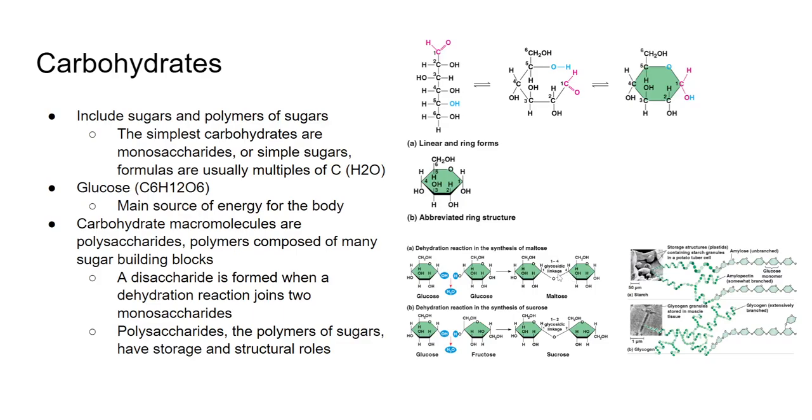We refer to this linkage, or this connection between two monomers of carbohydrates, as a glycosidic linkage. And the same thing happens here with glucose and fructose. We see a water taken away, and now we have a glycosidic linkage between fructose and glucose, creating something known as sucrose.